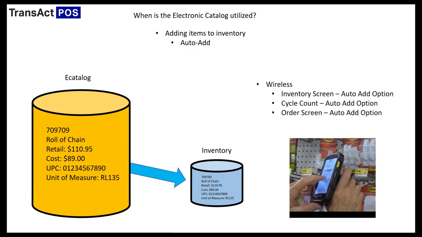Other areas of the auto add are within wireless. If you're doing a physical inventory, a cycle count, or even just looking up items on the screen, the system can be configured to automatically add missing items that are not currently in inventory, sourced from the electronic catalog.